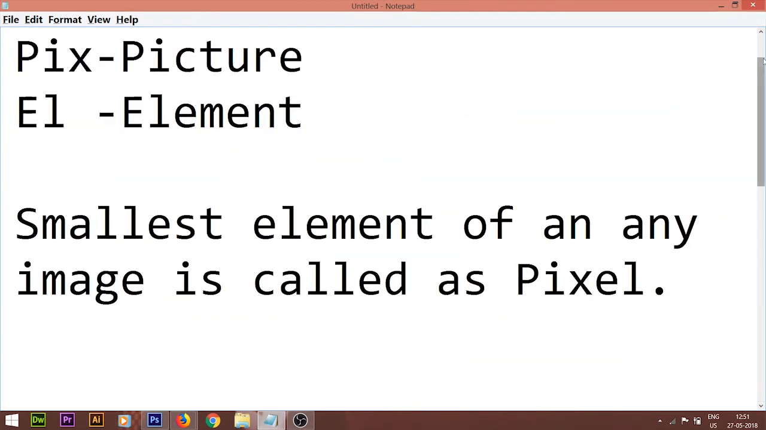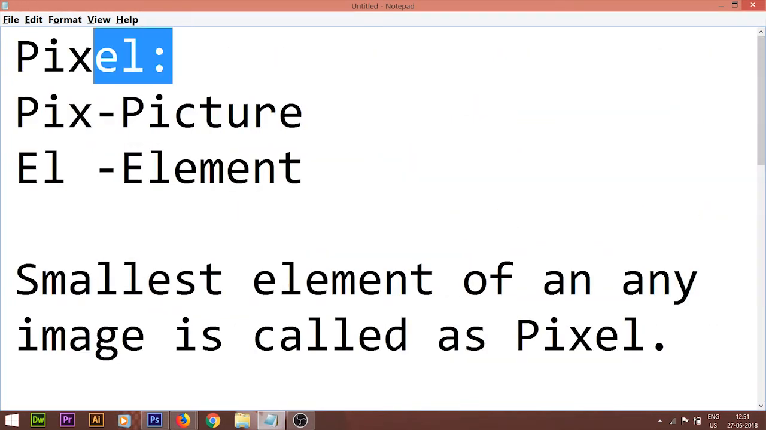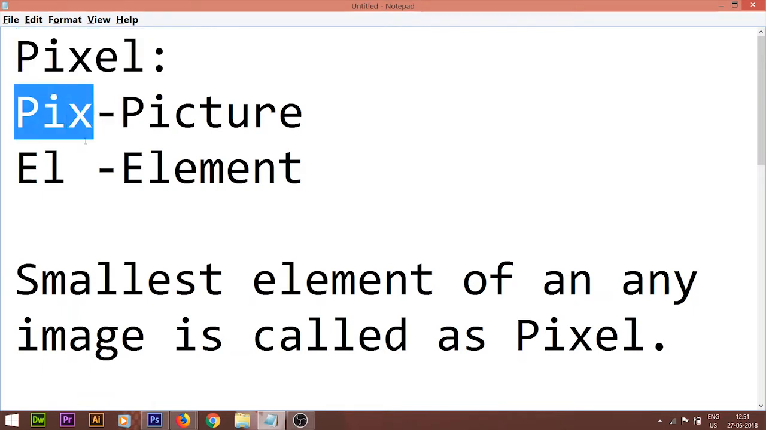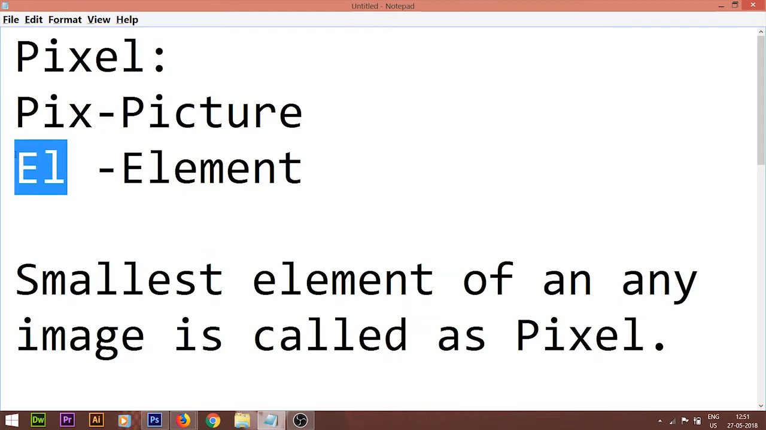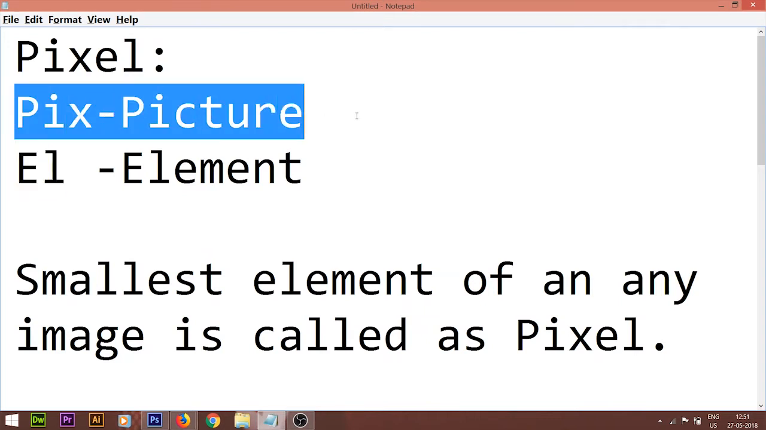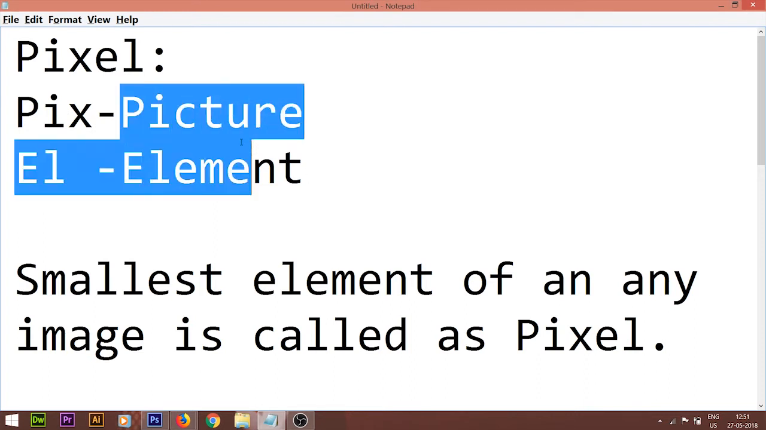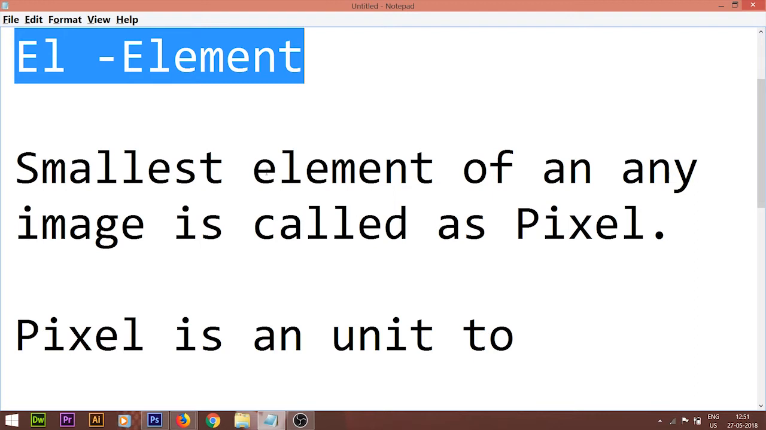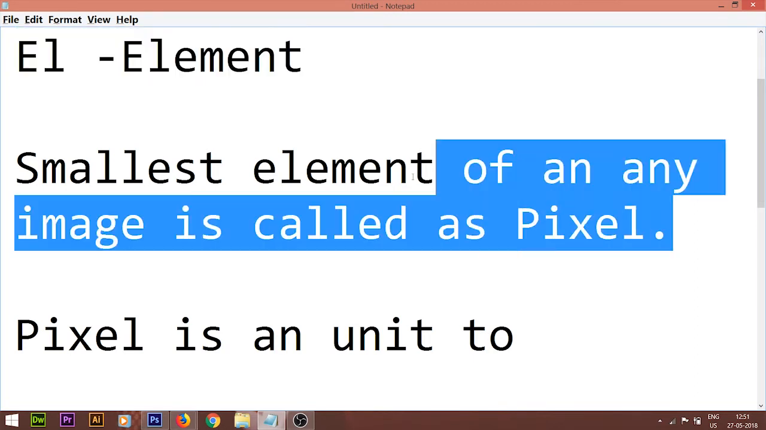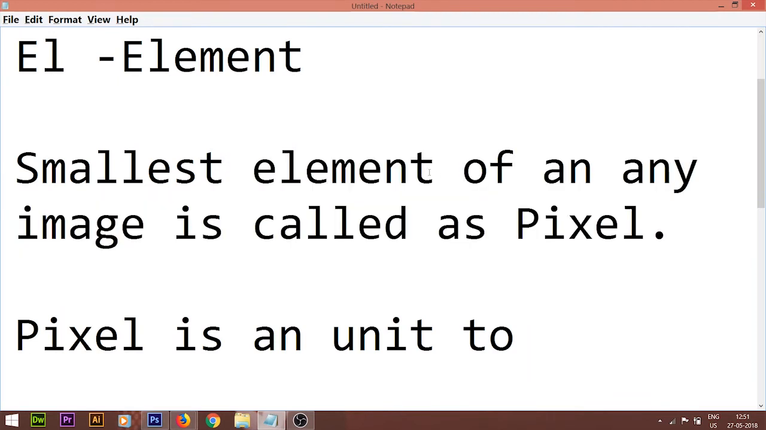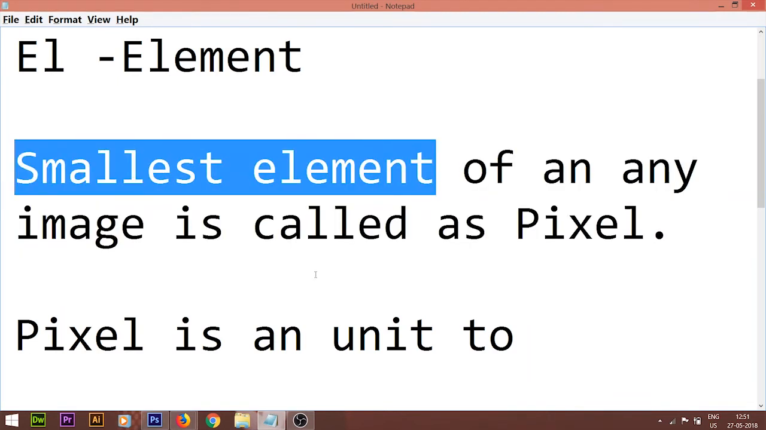So what is the pixel? You can divide the word pixel into two words: pix and el. Pix stands for picture, el stands for element. So totally we can say it as a pixel element, it becomes a pixel. So what is a pixel actually? It is the smallest element of any image that we call a pixel.